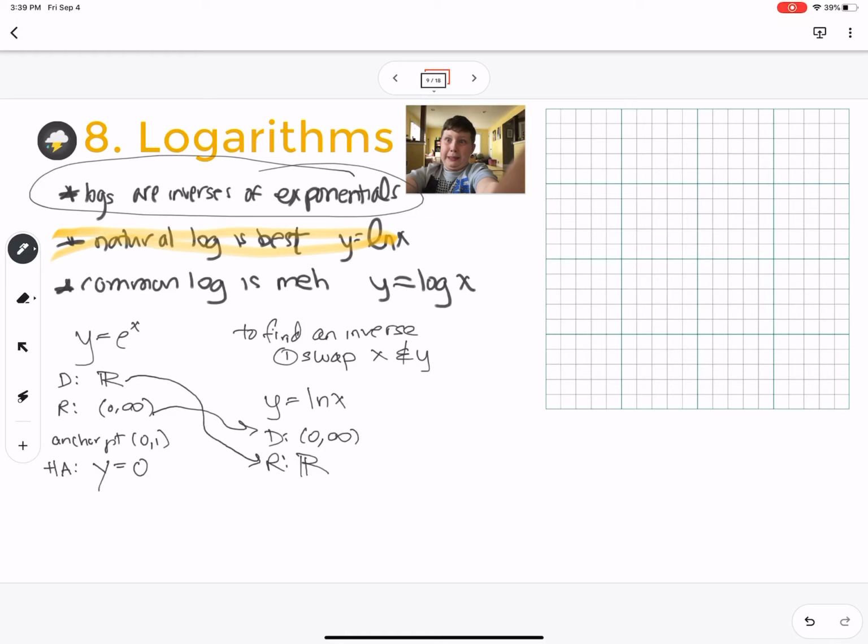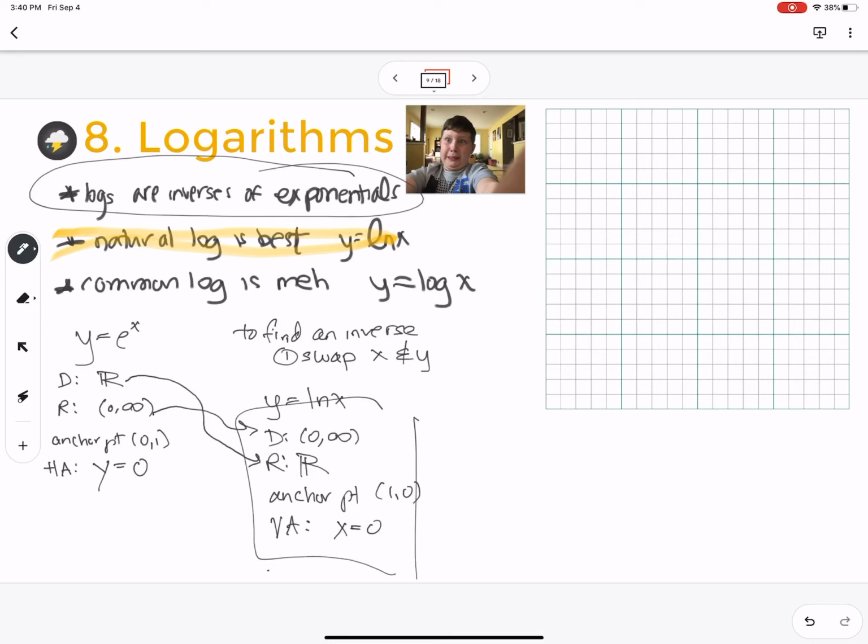So for a domain from 0 to infinity, let me draw some axes on this grid. Oh, the anchor point before I do that. Swapping x's and y's, instead of 0, 1, it's going to be 1, 0. If I swap x's and y's and I had an asymptote of y equals 0, it becomes x equals 0, which is no longer a horizontal asymptote. It's now a vertical asymptote.